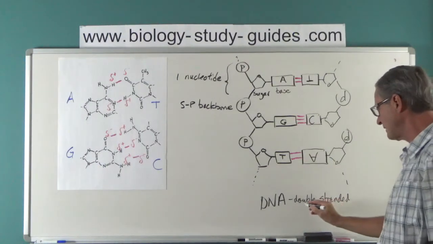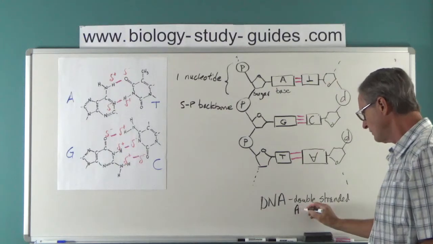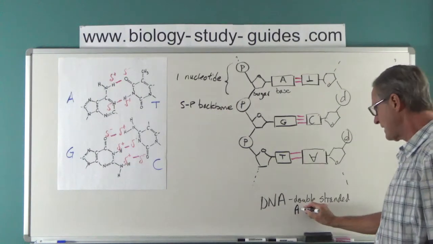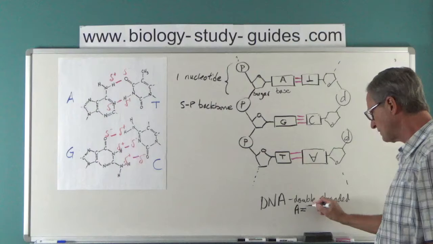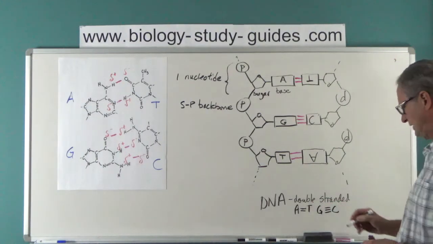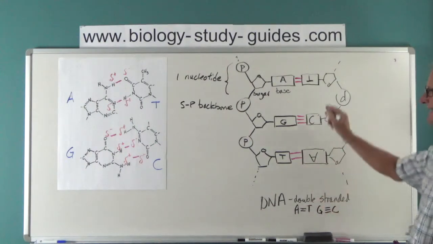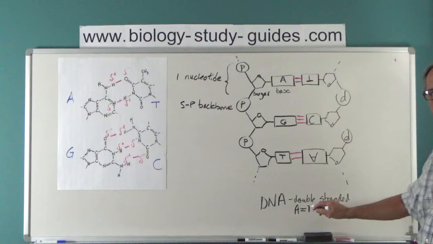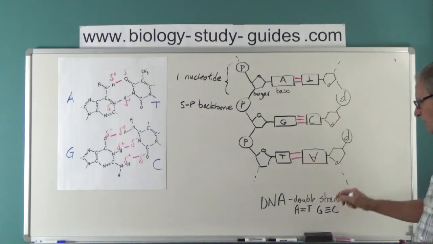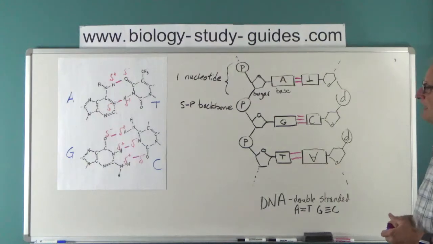So there's double-stranded, same distance apart, and I always like to write it like this: A double bond T. Adenine always bonds to thymine, and guanine always bonds to cytosine. And I put a triple bond in here. So A equals T. The amount of adenine in the molecule is always going to be equal to the amount of thymine. The amount of guanine is always going to be equal to the amount of cytosine. That's what DNA is like.